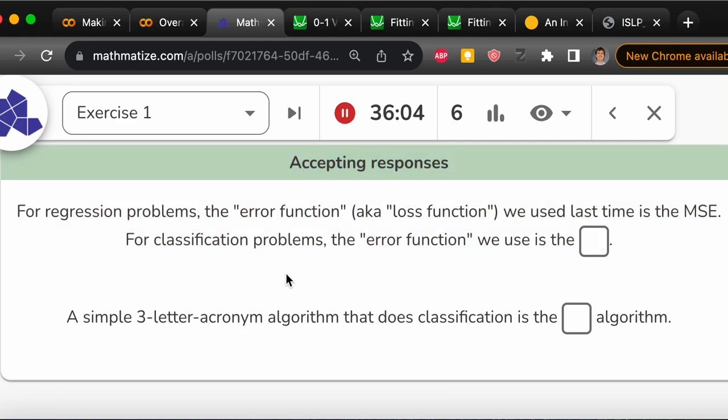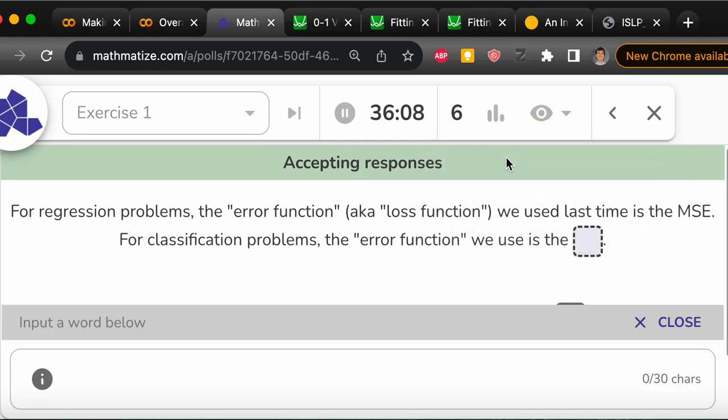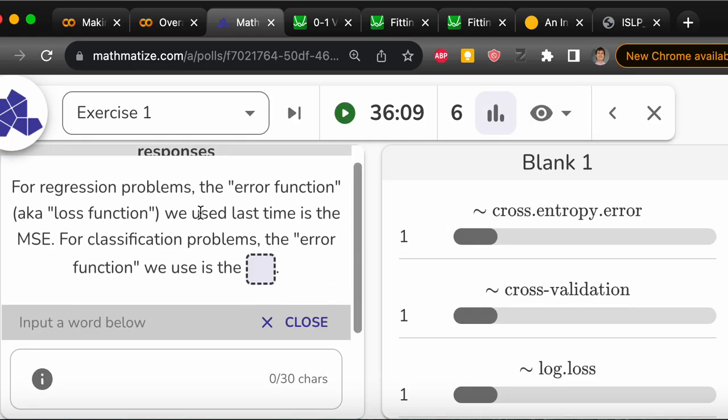Classification. So far in the course, we've been doing regression, and now we're doing classification. Let's see what people said. This was all from the videos. In regression, we are always using the mean squared error so far. For classification, the error function we use is what?